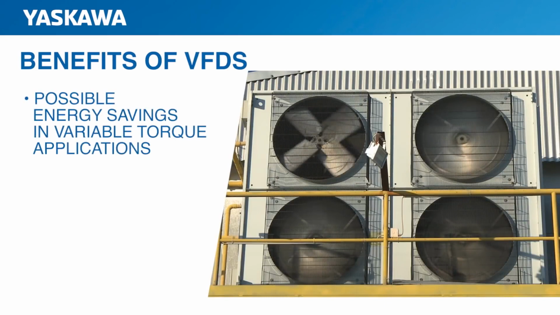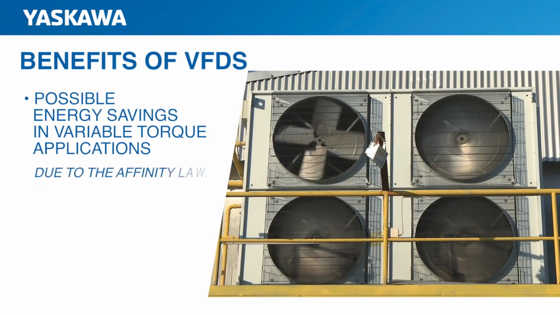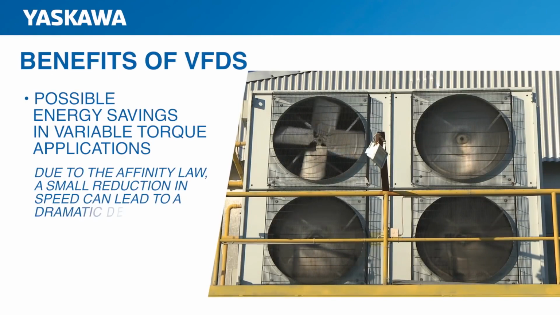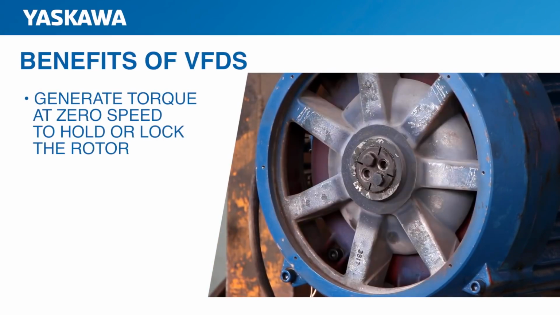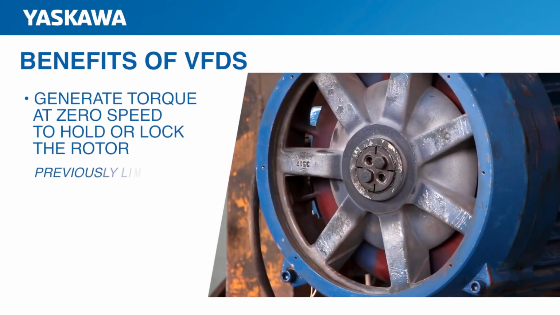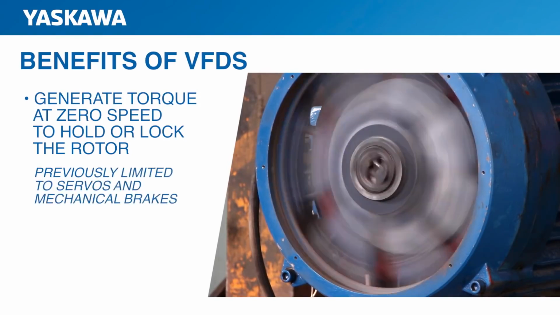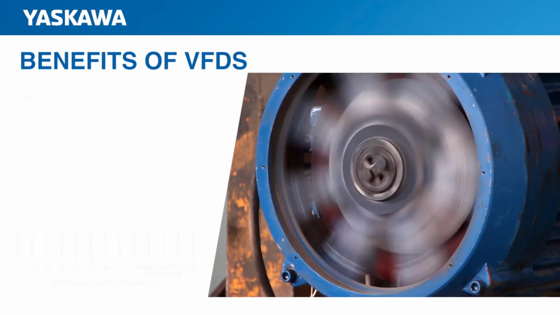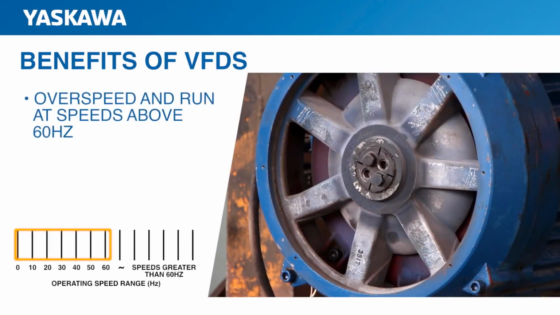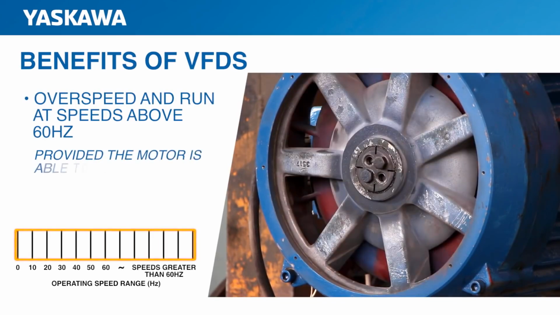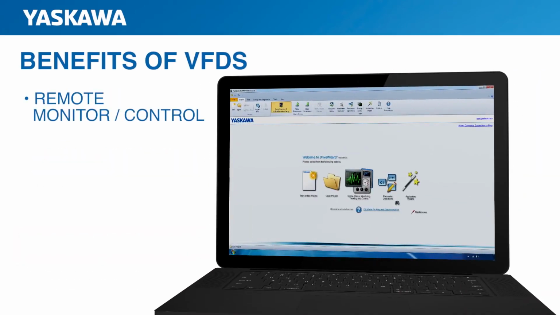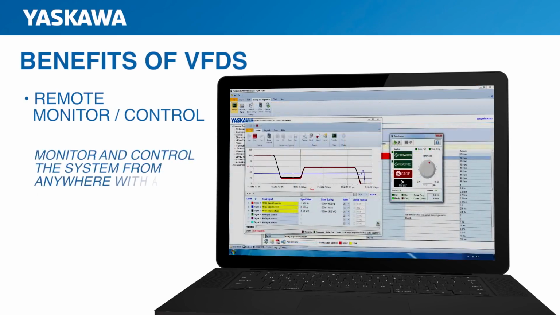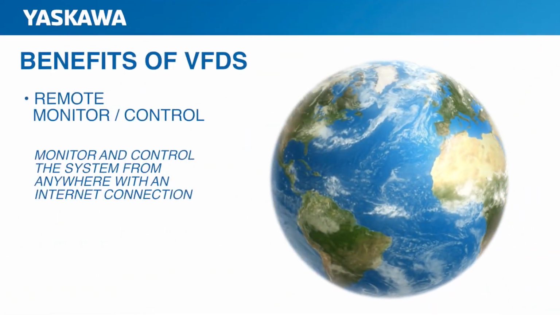In variable torque applications, savings can be seen due to the affinity laws. A small reduction in speed can lead to a dramatic decrease in power usage. We can generate torque at zero speed to hold or lock the rotor, a feature previously limited to servos and mechanical brakes. On the other side of the table, we can now overspeed and run at speeds above 60 Hz, provided the motor is able to accommodate that speed. Remote monitor control means that you can monitor and control the system from your desk or from anywhere in the world where you have an internet connection.